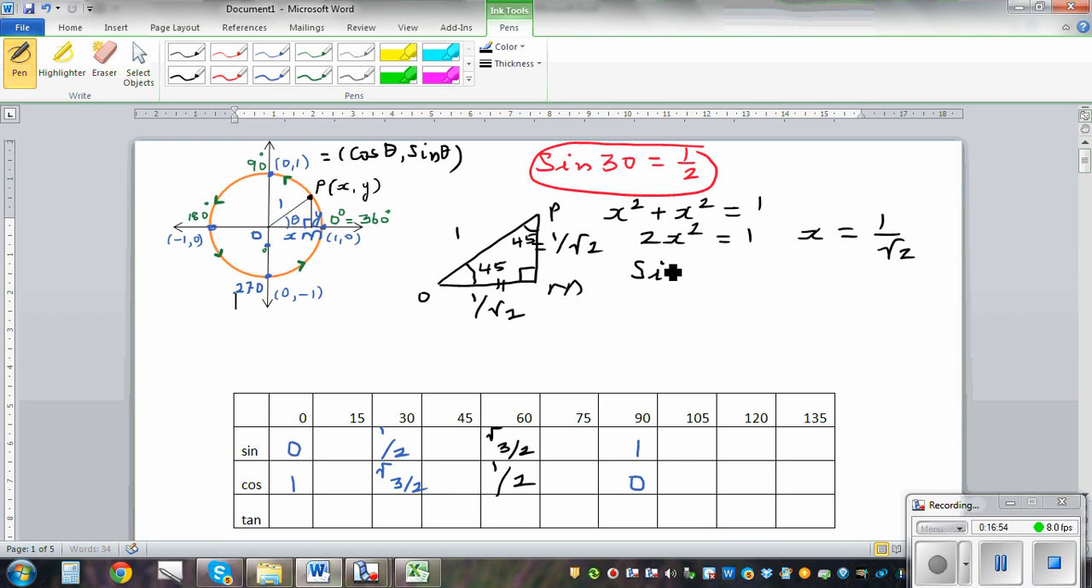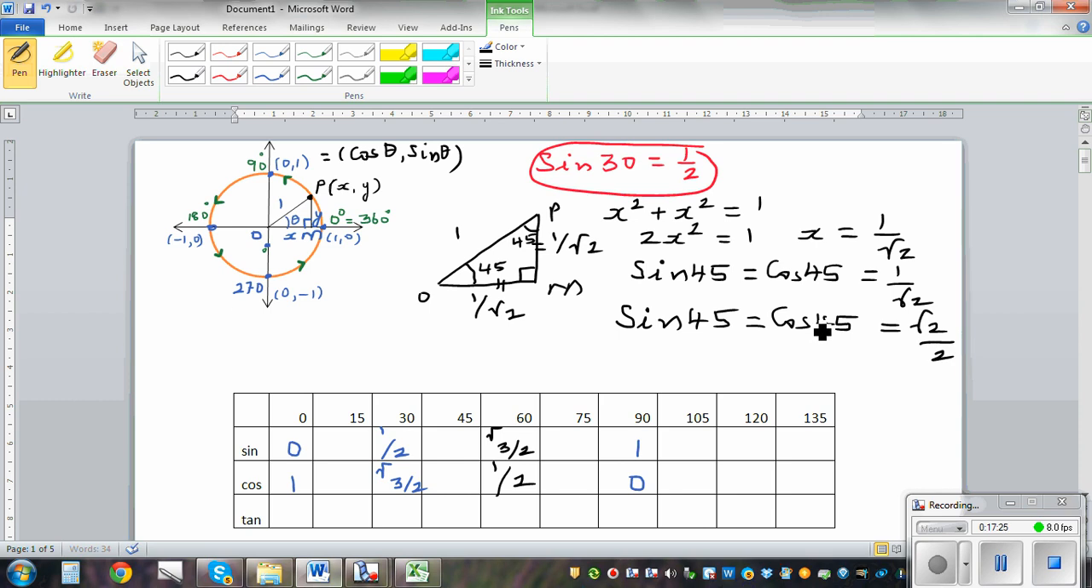So I can say sine 45 is equal to cos 45, which is 1 over root 2. 1 over root 2 divided by 1 is 1 over root 2, and multiplying root 2 to both the numerator and denominator, I can say sine 45 is equal to cos 45, which is root 2 over 2. So I want to use this sine 45 and cos 45, and also sine 30 and cos 30, to find sine 75 using the compound angle formula. So can you do that yourself?